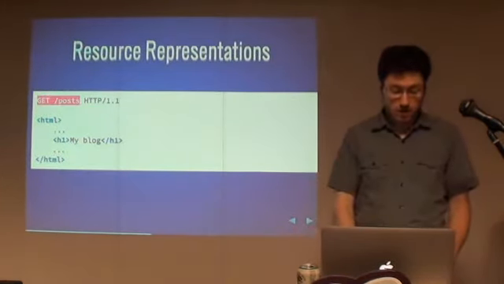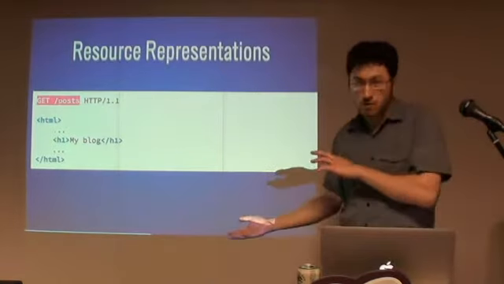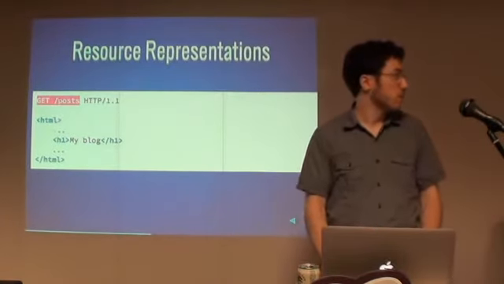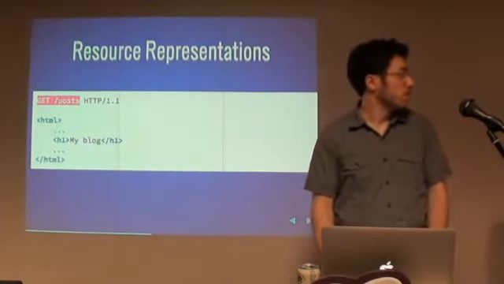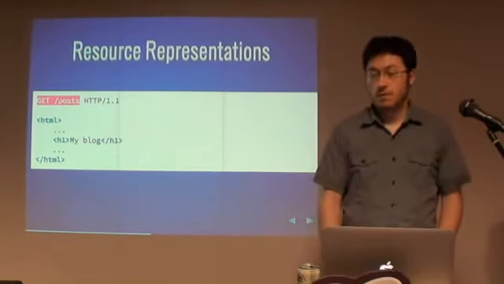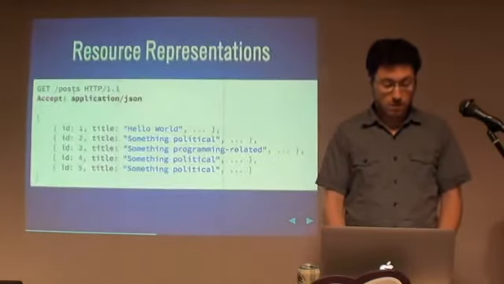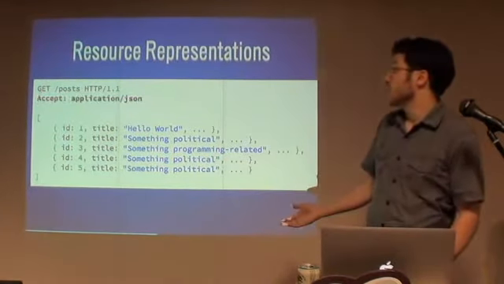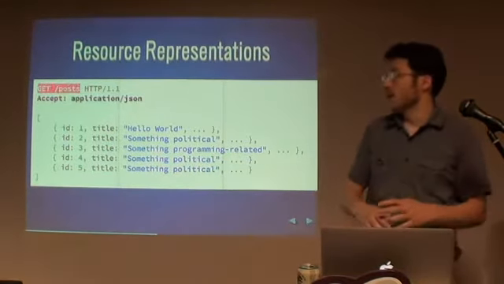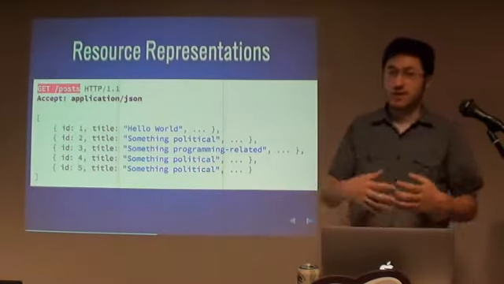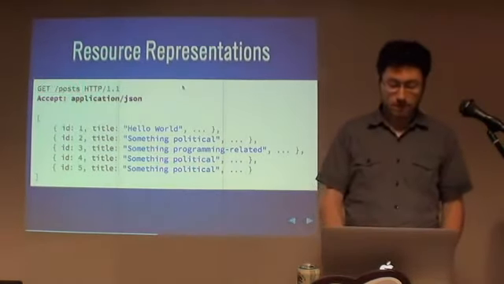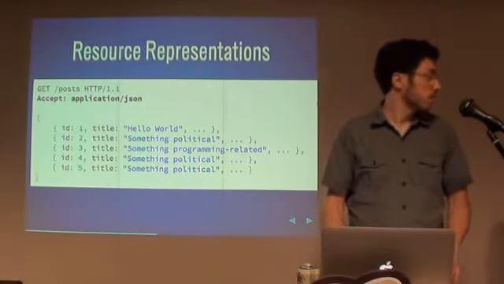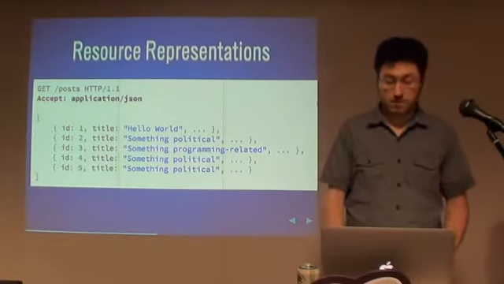So here's an example of a resource representation. You might get /posts, maybe return a blog. But simply by asking the server for a different format, you can make the same request and get JSON instead of HTML. The same method on the same URL gives a different representation.